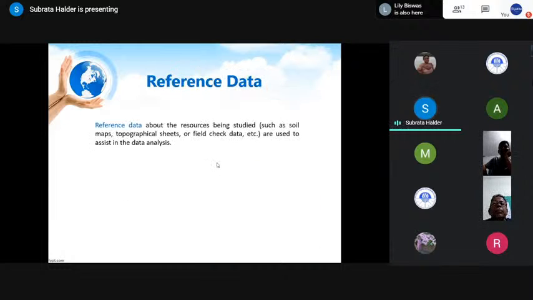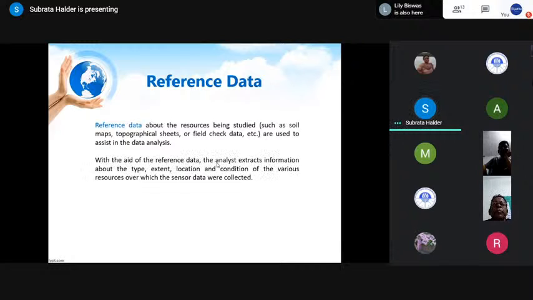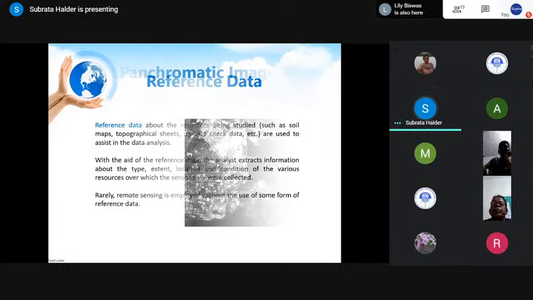Reference data. Reference data about the resources being studied, such as soil maps, topographical sheets, or field check data, are used to assist in the data analysis. With the aid of reference data, the analysts extract information about the type, extent, location, and condition of various resources over which the sensor data were collected. Rarely is remote sensing employed without the use of some form of reference data.